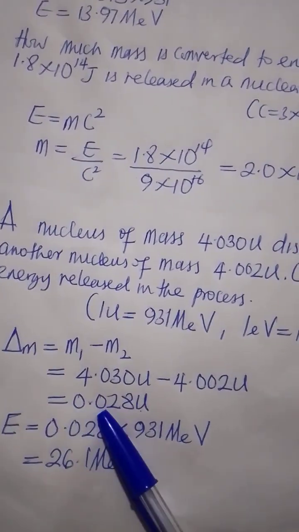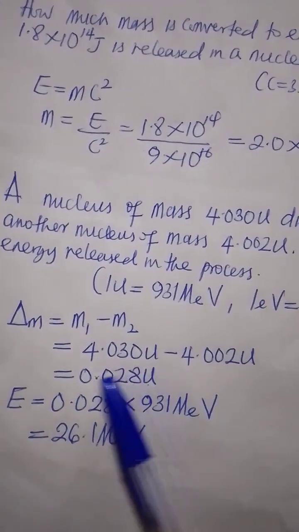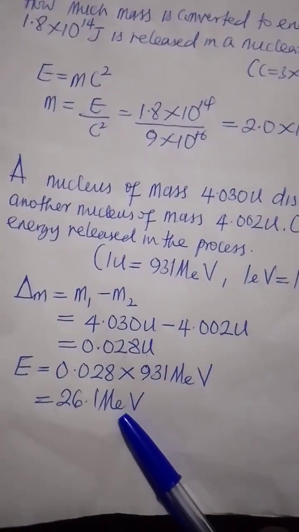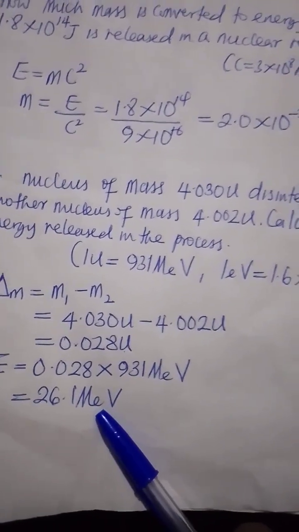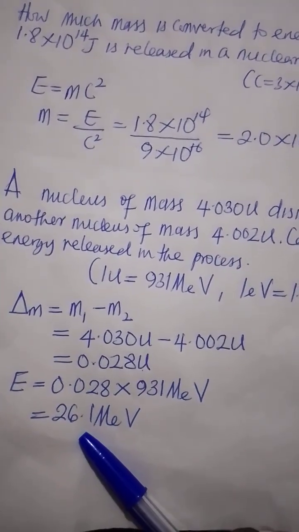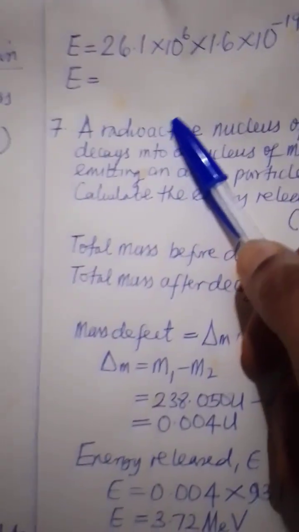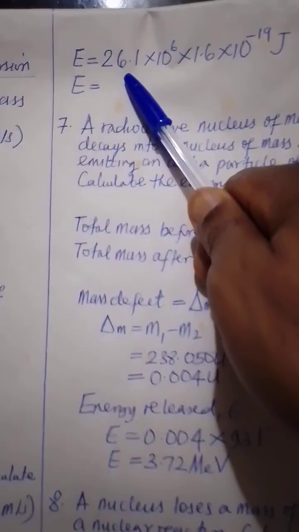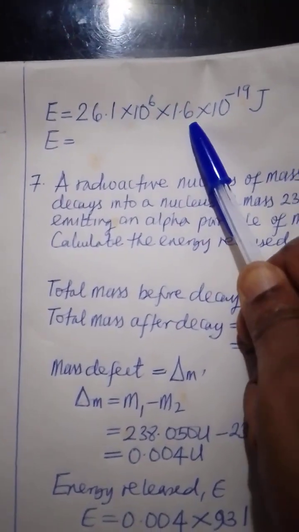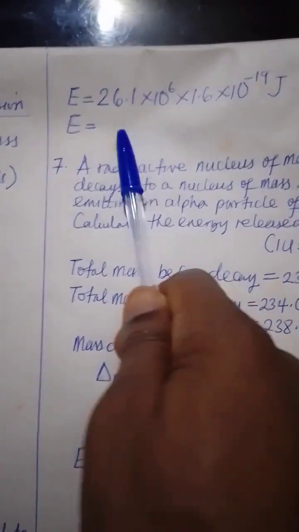That will give us 0.028 unified atomic mass. This is already what we call binding energy. So we just convert it to mega electron volt and then finally to joules. So we just multiply that value by 931 to take it to mega electron volt. So if we do that, that will be 26.1. Mega means 10 raised to the power 6. Electron volt 1.6 times 10 raised to the power minus 19 joule. I would like you to resolve and put your answer.